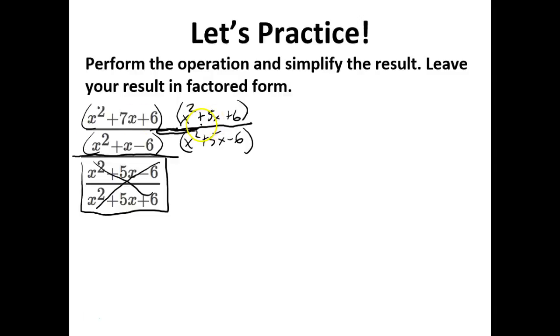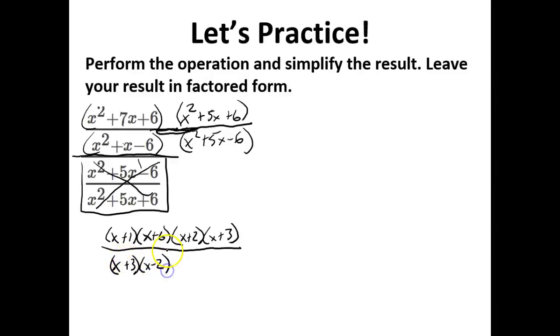So instead of multiplying them together and then trying to break them apart, I'm just going to start factoring them right away. The x squared plus 7x plus 6 would factor into x plus 1 and x plus 6. The x squared plus 5x plus 6 factors into x plus 2 times x plus 3. In the bottom, the x squared plus x minus 6 factors into x plus 3 and x minus 2. And the x squared plus 5x minus 6 factors into x plus 6 and x minus 1.